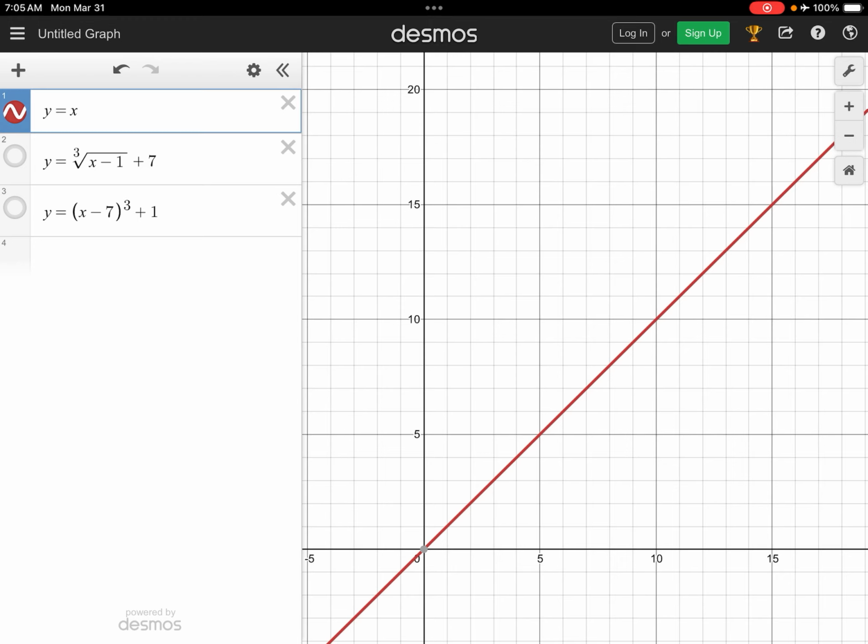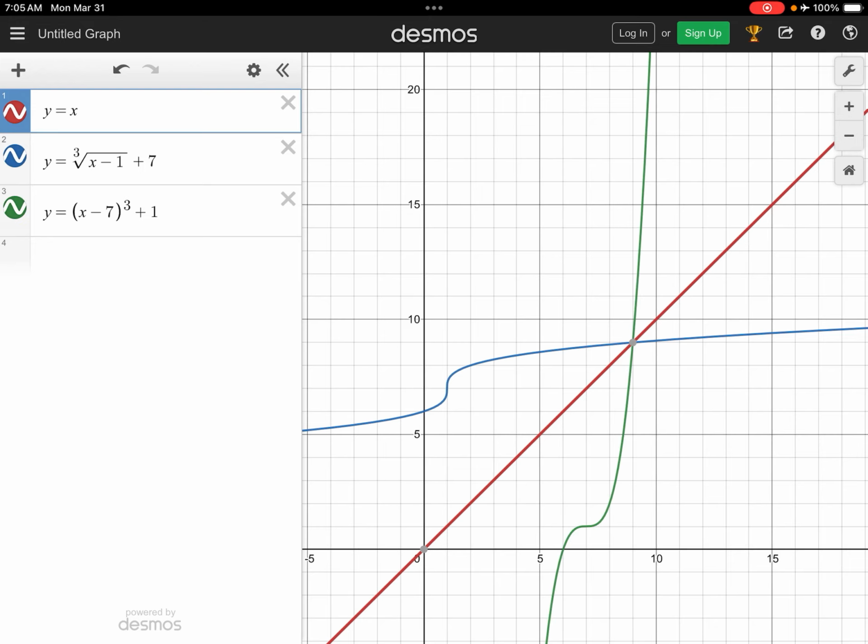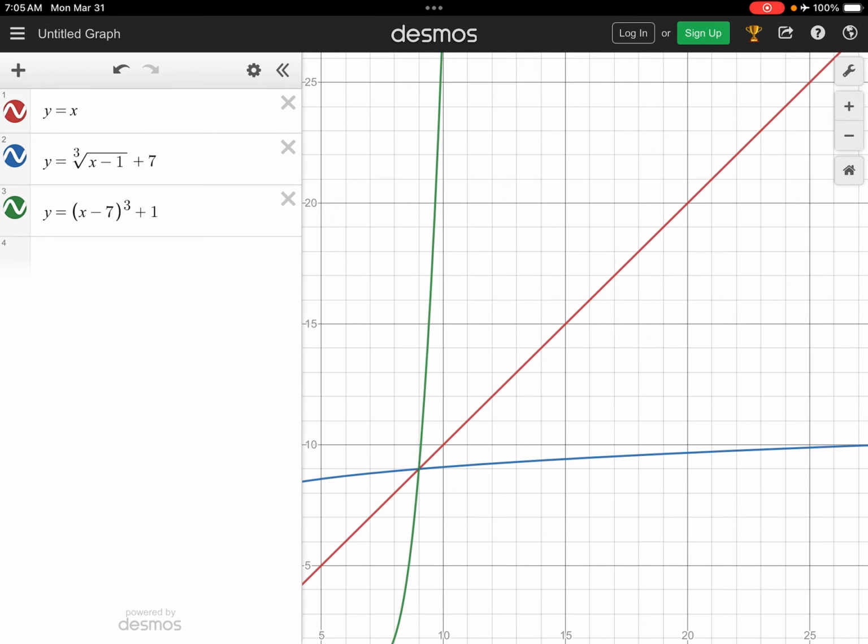So the first thing I want to do is type in y equals x. Then I type in my original equation. And then I'm typing in my answer, the inverse. And I'm looking for a diagonal reflection across that red line, y equals x. And you can see that what I have in blue and what I have in green are diagonally reflected across that line, y equals x. So you can graph these as well.